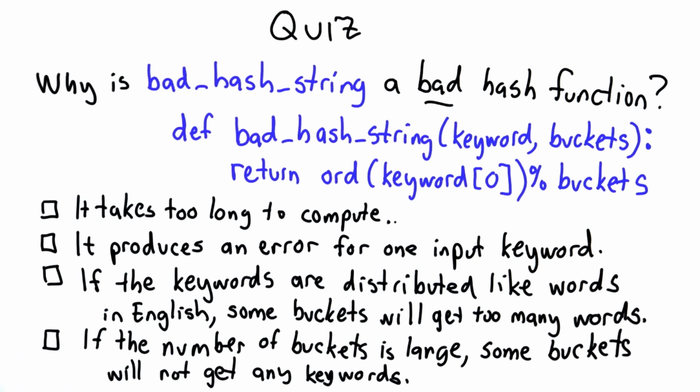The first is it takes too long to compute. The second is there's at least one input keyword for which bad hash string will produce an error. The third is if the keywords are distributed, like words in English, then some of the buckets will get too many words, others will get too few. And the fourth choice, if the number of buckets is large, then there's some buckets that will never get any keywords.